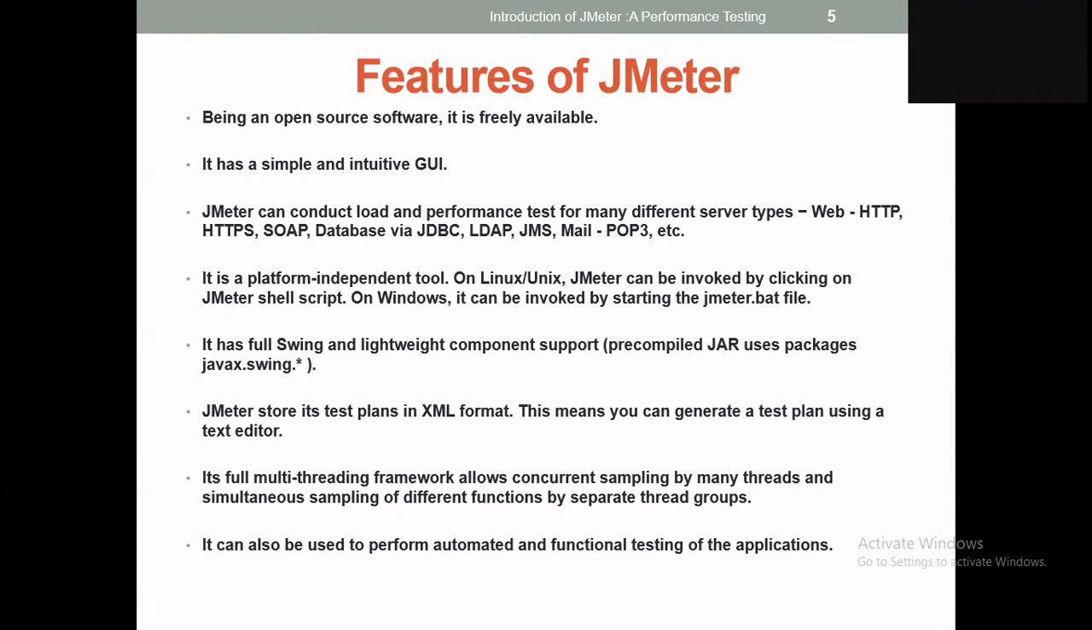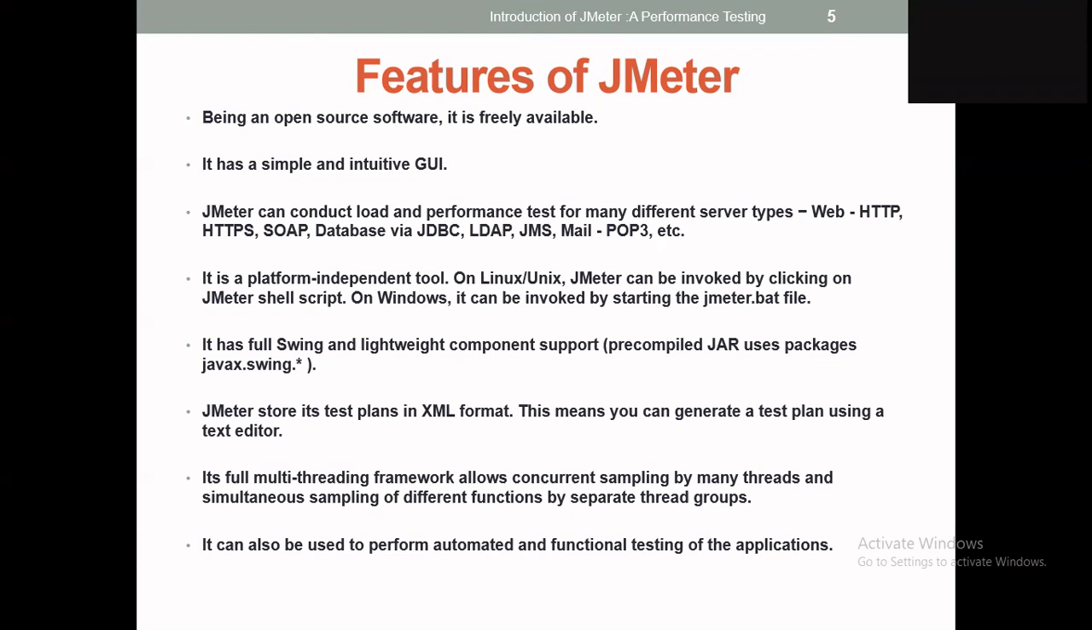The next feature is that it has full Swing and lightweight component support. JMeter stores its test plans in XML format. This means you can generate a test plan by using a text editor as well. It is a full multi-threading framework. A number of threads can be executed in parallel, which allows concurrent sampling by many threads and simultaneous sampling of different functions by separate thread groups. Means a number of thread groups you can execute simultaneously by using JMeter.